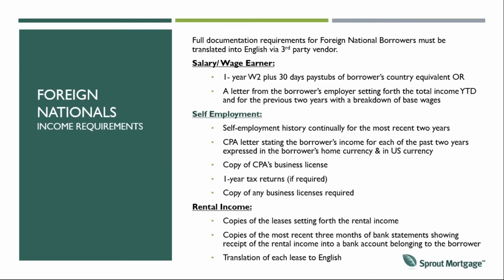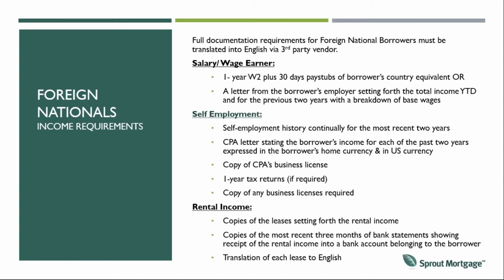All right, so the slide that you see here represents the full documentation income requirements for foreign national borrowers. Documentation must be translated to English. If your borrower is salaried or a wage earner, we're going to require the most recent year W-2 and 30 days of pay stubs, or a letter from the borrower's employer stating the income for the previous 2 years, along with the year-to-date income and a breakdown of base wages.